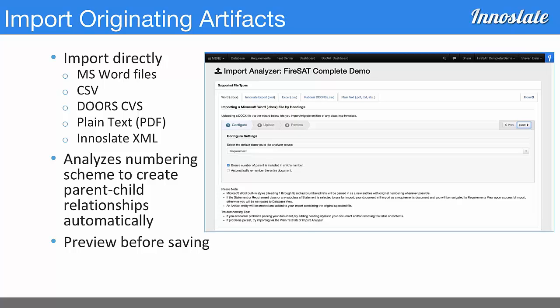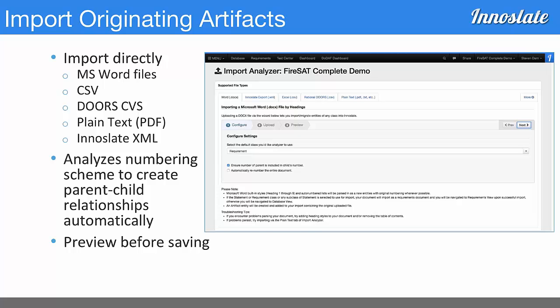Let's start with importing originating artifacts. We have an import analyzer which directly takes files from Microsoft Word, Excel through CSV import, DOORS. You can use plain text, so if you have a PDF file, you can copy the plain text and bring it in. And of course, we bring in our own Innoslate XML file. The Microsoft Word capability is quite amazing. It actually will extract the pictures and put them into the description field. It will also find tables and put them into the description field as well.